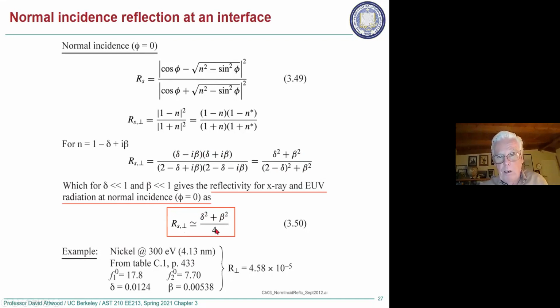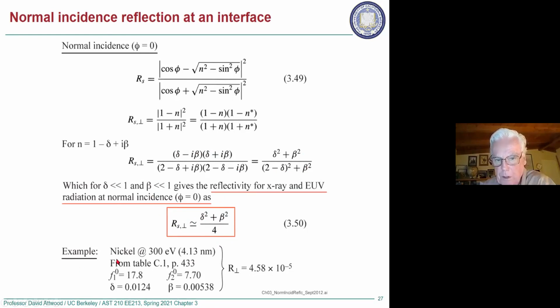So this is for all our EUV and X-ray wavelengths. We just need to go to the tables and look up, so that website, the CXRO website that Eric Gullikson runs, that you, I think, used for your first homeworks, find out what delta and beta are. And this is the reflectivity.